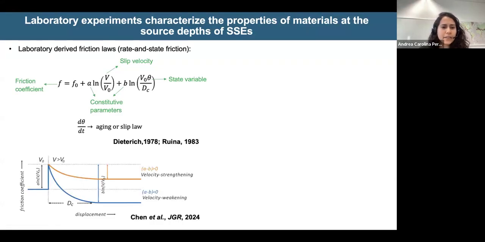We know that after a step change in velocity, the friction coefficient increases, which we call a direct effect, and then it evolves over a distance d sub c. After this evolution, the friction coefficient could either increase, which we call velocity strengthening, where A minus B is positive, or it could decrease, which we call velocity weakening. And this behavior is prone to more unstable sliding, such as earthquakes.